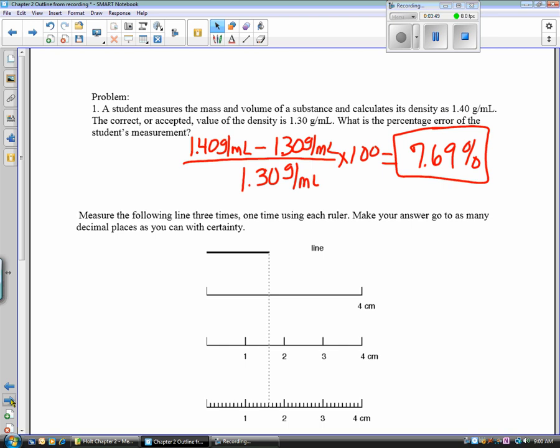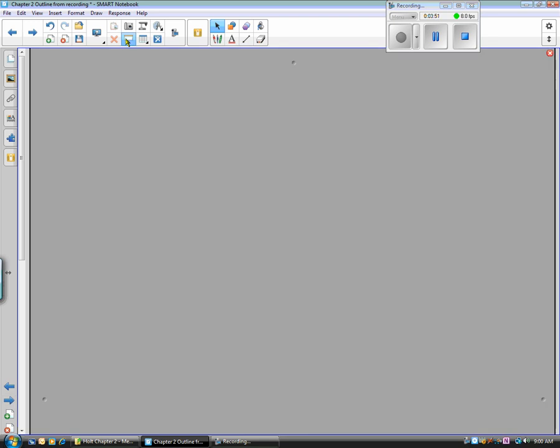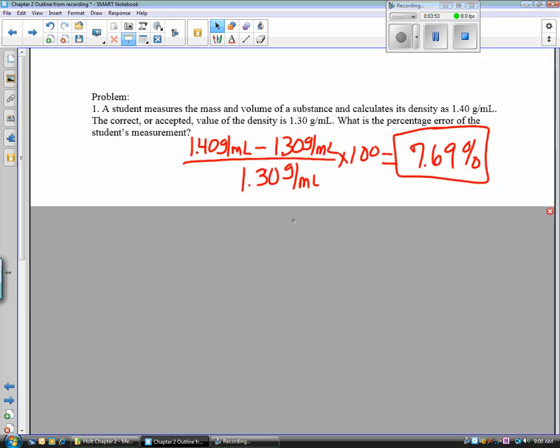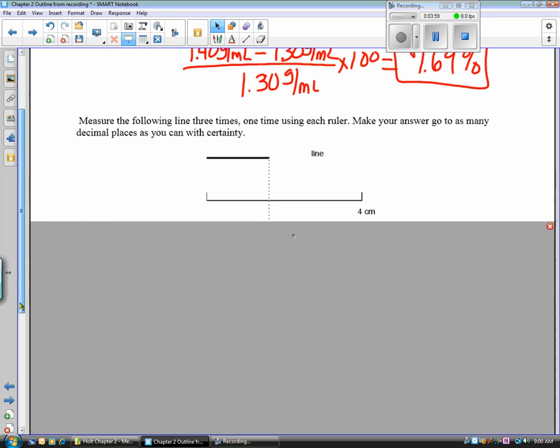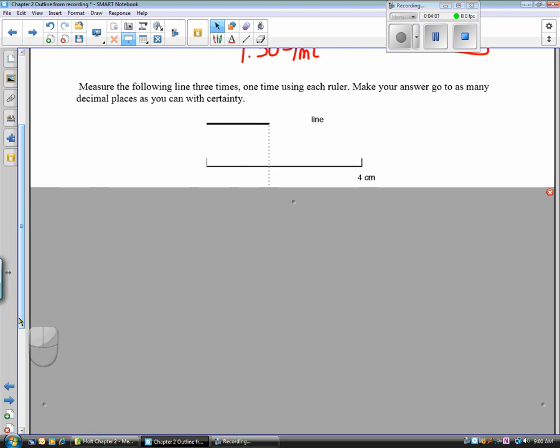Okay. Now for this next step, I'm going to use this wonderful shade just for a second. We're going to look into something called significant figures, and it kind of shows how accurate your tools are in the lab, how accurate your measurements are. So if we're looking at this, it says measure the following line 3 times, one time using each ruler. Make your answer go to as many decimal places as you can with certainty.